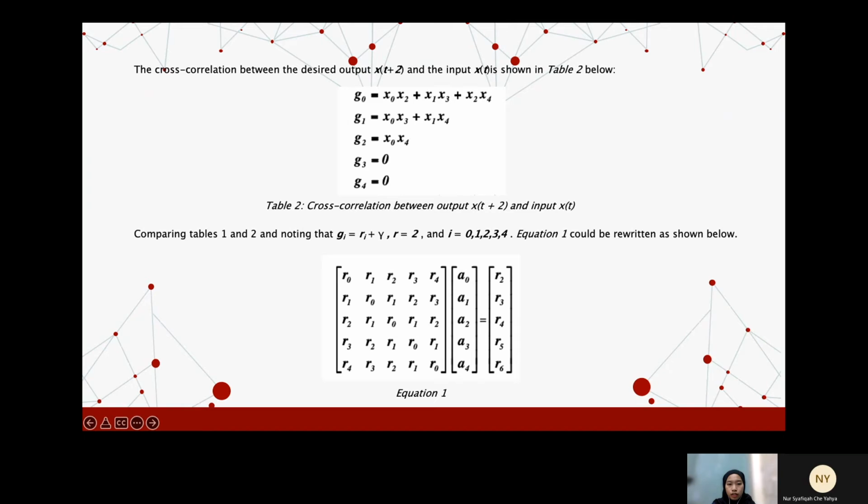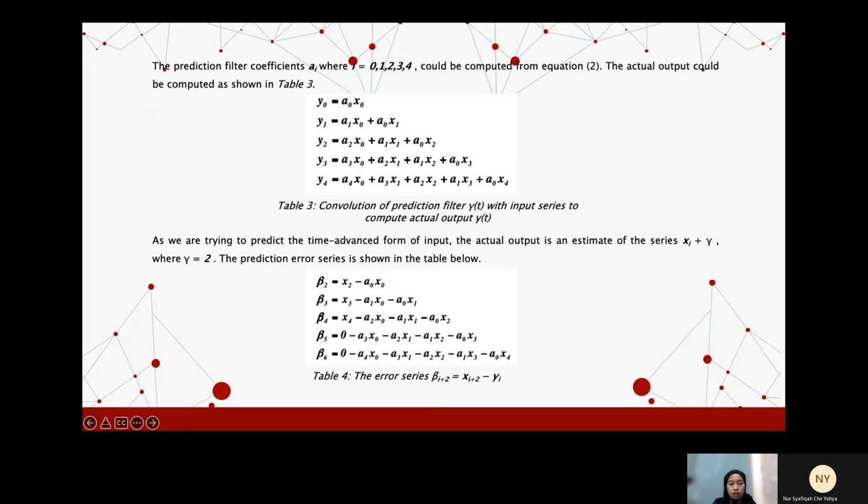Comparing tables 1 and 2 and noting that g(i) equals r(i+y), where y equals 2 and i equals 0, 1, 2, 3, 4, equation 1 could be rewritten as shown below. The prediction filter coefficients a(i), where i equals 0, 1, 2, 3, 4, could be computed from equation 2. The actual output could be computed as shown in table 3.